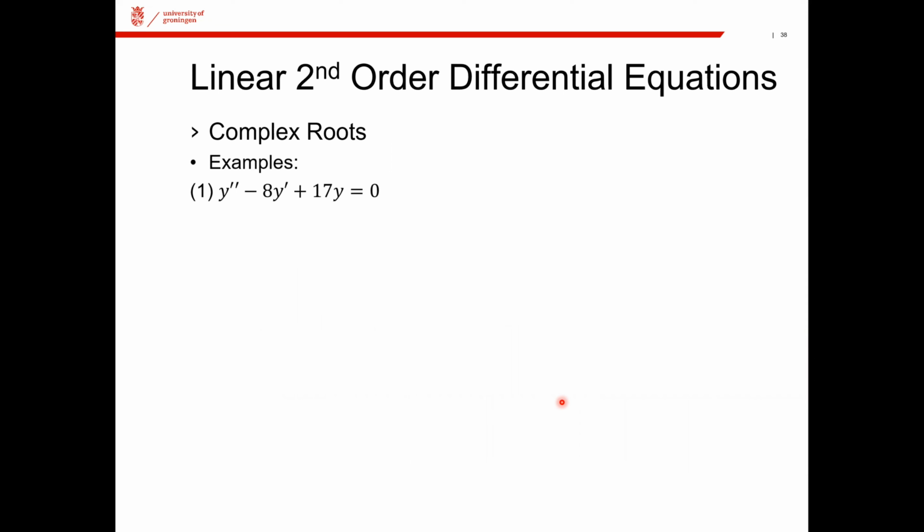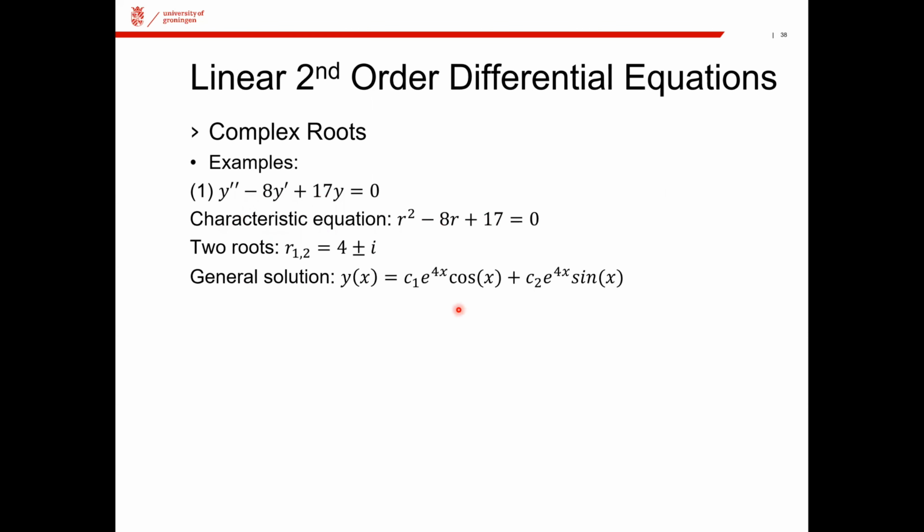Okay, then let's look at some examples. The first one, y double prime minus 8y prime plus 17y. The first step is always to write the characteristic equation. So r squared minus 8r plus 17 equals 0. And the two roots are 4 plus minus i, and they are complex roots.